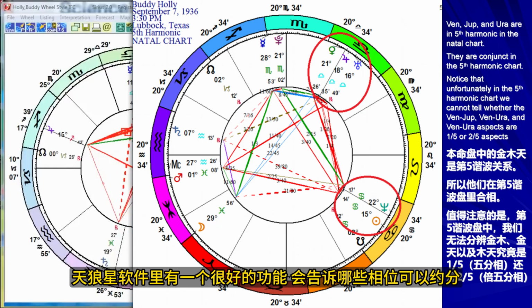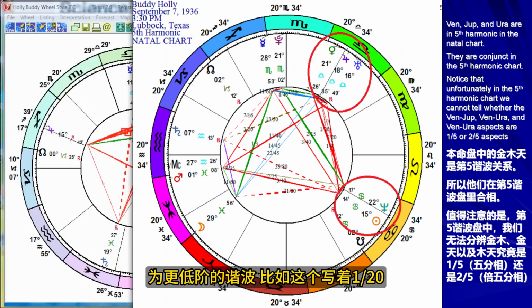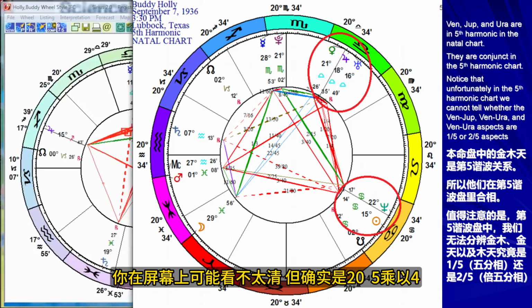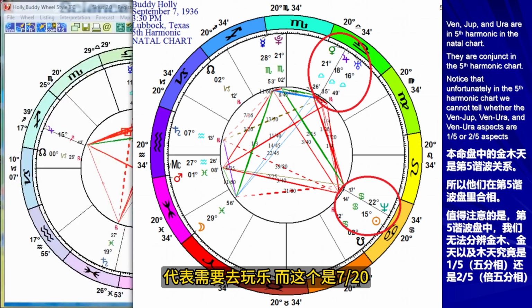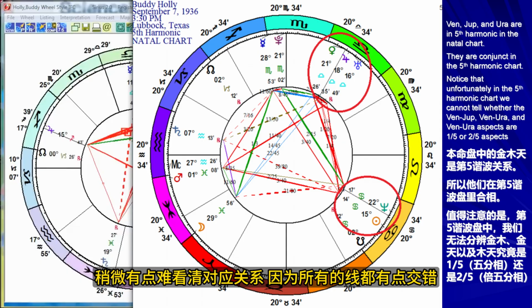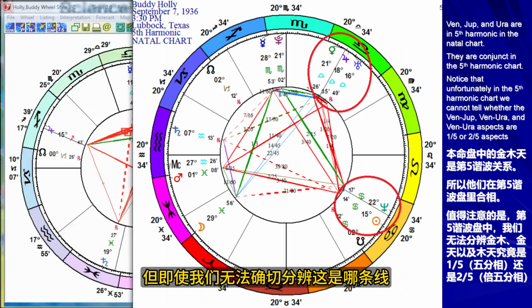And this wonderful feature in the Sirius software tells you which ones reduce to a lower harmonic. This one says 1/20th. May be difficult to see on your screen. So it really is 20. 5 times 4. Need to play. This one is 7/20th. It's a little hard to see which one is which, because all these lines are crossing each other. But even if we can't tell exactly which line this is on, we know that some of these aspects are really 20ths, and some are only 4ths.